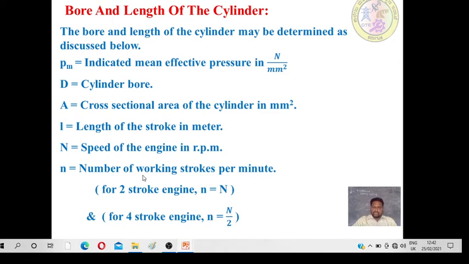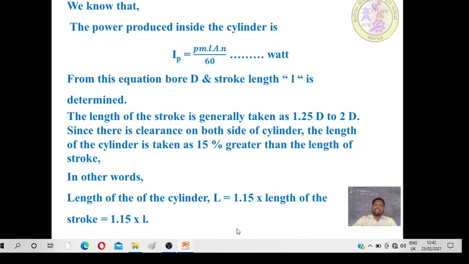In case of a 4-stroke engine, we have 2 strokes for 2 revolutions of the crankshaft, giving 1 working stroke. Therefore, for a 2-stroke engine, small n equals N, and for a 4-stroke engine, small n equals N by 2. Now, we know that the power produced inside the engine cylinder is IP. You know that this is the one equation: Pm into L into A into n divided by 60.